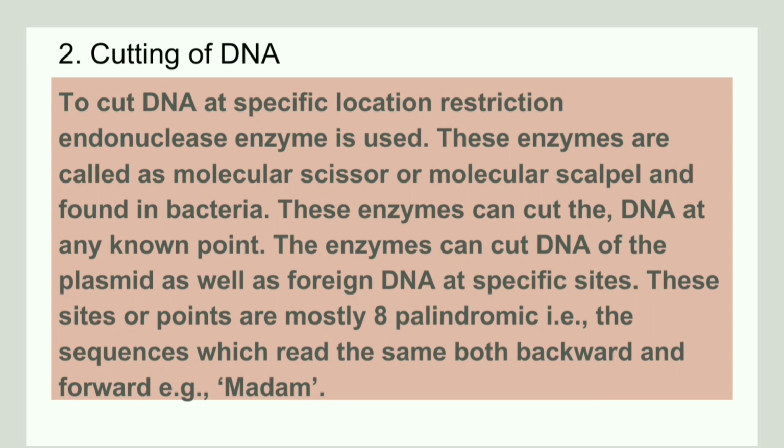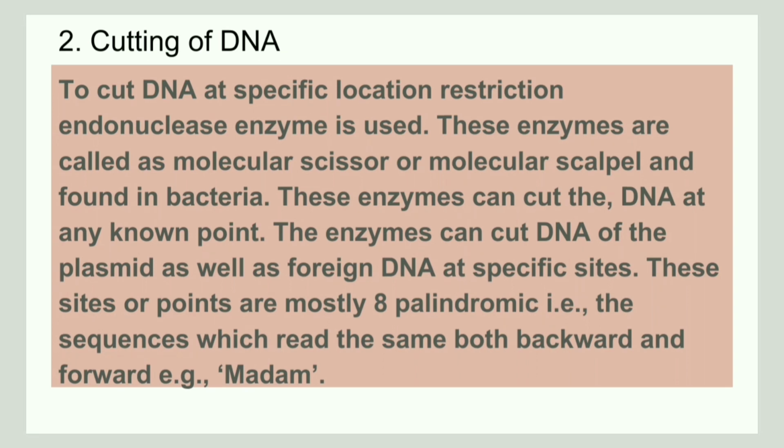The next step is the cutting of the DNA. DNA has to be cut at a specific site. For this function, we need a restriction enzyme. A restriction enzyme is often known as molecular scissors. It is known so because its function is to cut the DNA. It cuts both the foreign DNA as well as the plasmid DNA at a specific site.